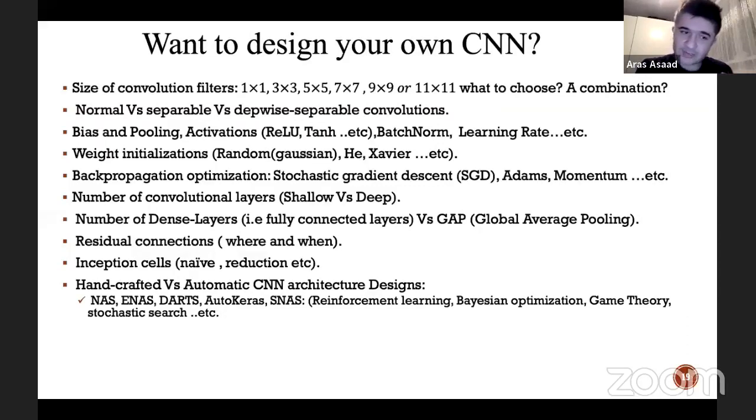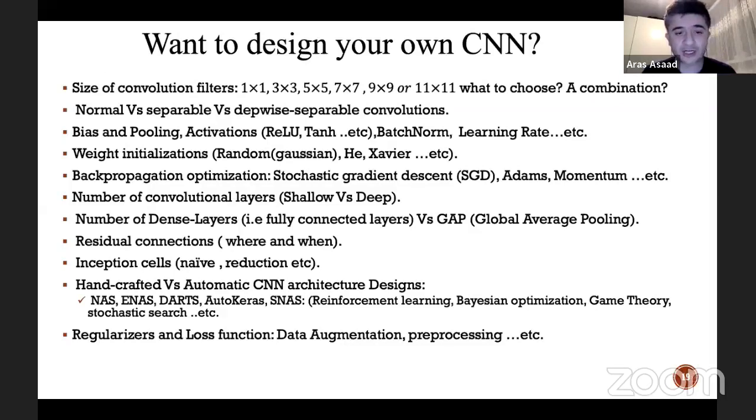And remember that some of these methods are based on reinforcement learning methodology. Others are using Bayesian optimization. You have stochastic search, you have game theory based. So there's a very rich mathematical theory behind any of these methodologies, but you just need to decide how you are going to approach the problem at hand. Then regularizers and loss functions. Are you going to do any data augmentation? Is it useful? How do you use it? Preprocessing, noise reduction. So these are all factors, and I'm sure maybe I have missed some of them, but you need to think about them and have this in mind while designing a CNN architecture.